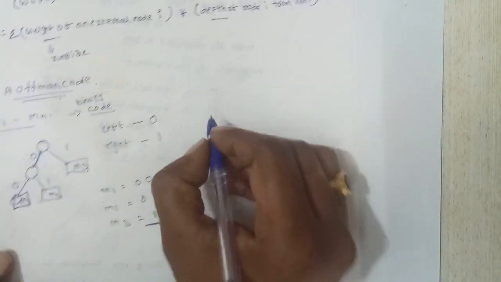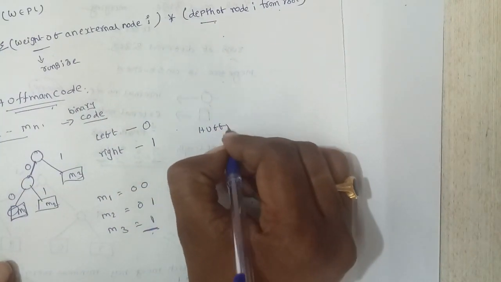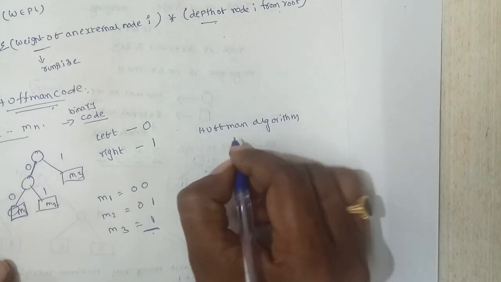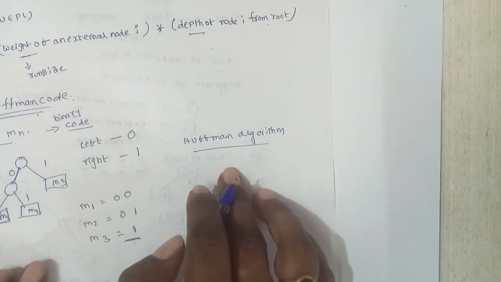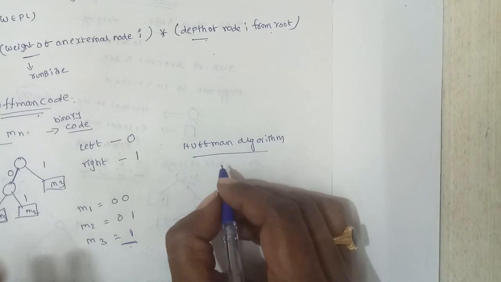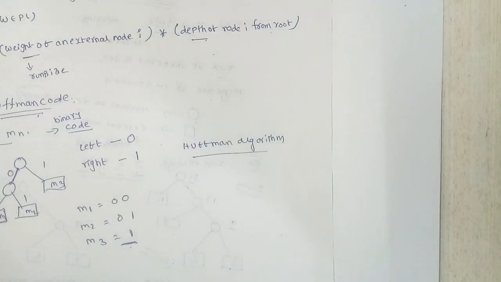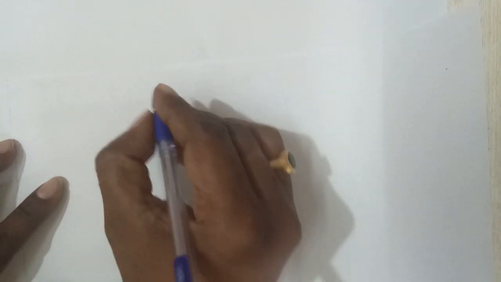Now based on this, a Huffman algorithm is generated. We are constructing a Huffman algorithm by using a Huffman tree. This is called a Huffman tree. By using a Huffman tree, we are constructing a Huffman algorithm. Now consider an example and we will discuss how to construct the Huffman tree.